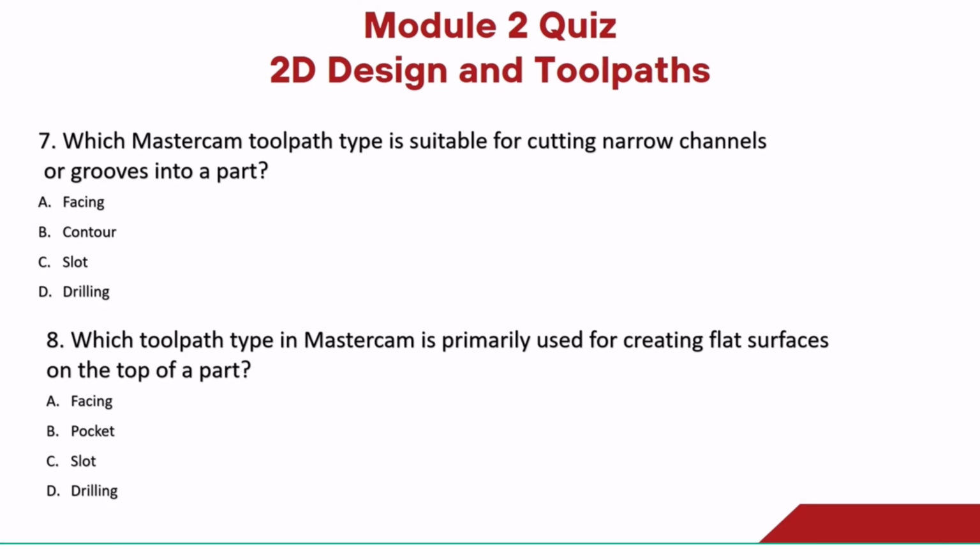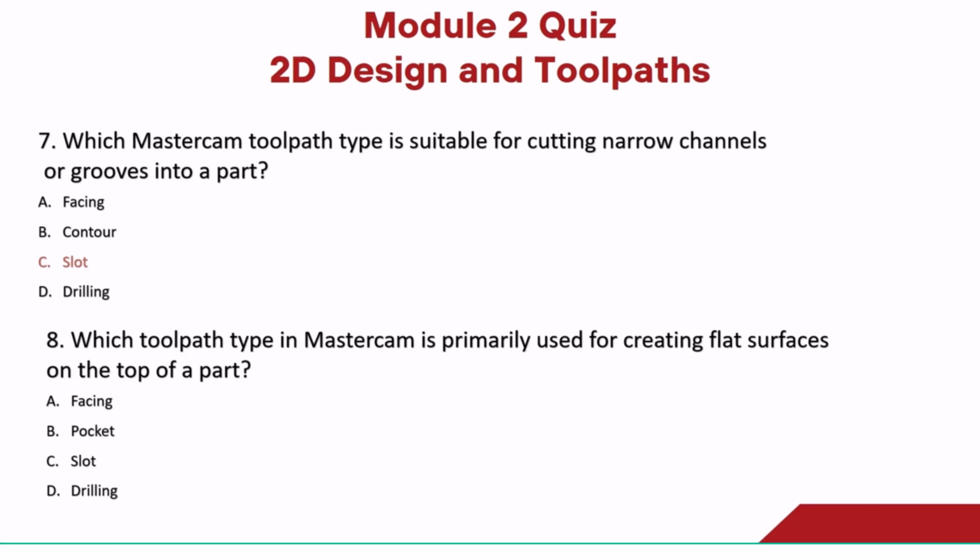The next question is, which MasterCAM toolpath type is suitable for cutting narrow channels or grooves into a part? Option A, facing. Option B, contour. Option C, slot. Option D, drilling. So the right answer is option C, slot milling operation.